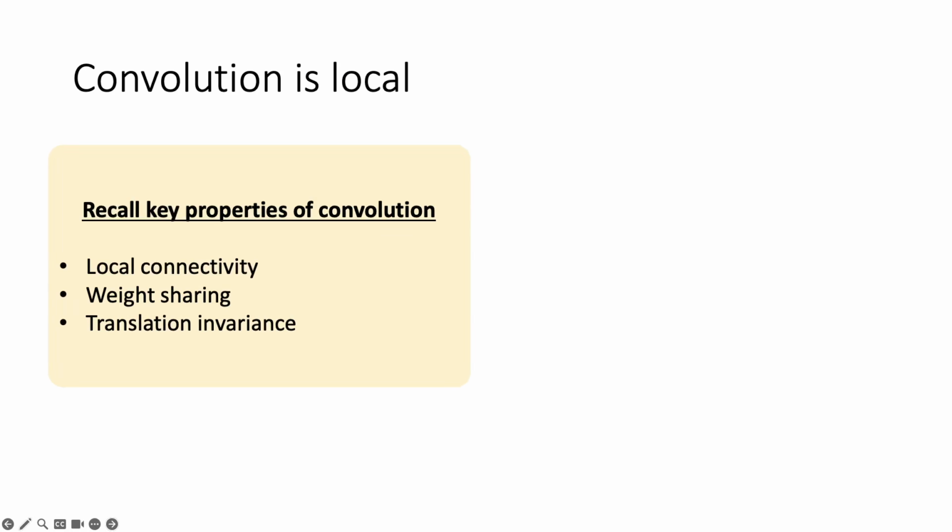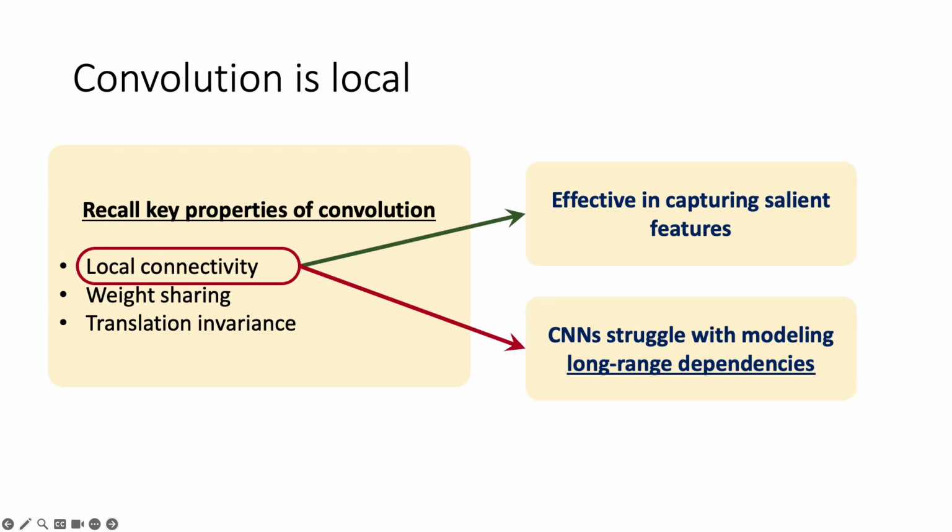First, let's discuss why we need self-attention in images where convolution already seems to be quite effective. As you recall, the key properties of convolution are local connectivity, weight sharing, and translation invariance. Focusing on local connectivity, it enables CNNs to capture salient features in nearby areas, which is efficient for processing spatial data. However, this approach has a limitation.